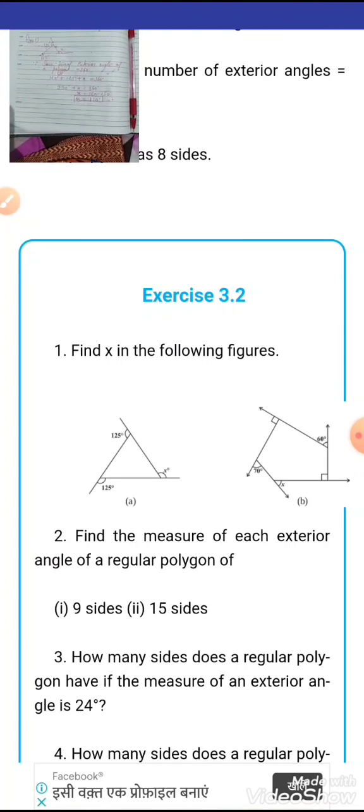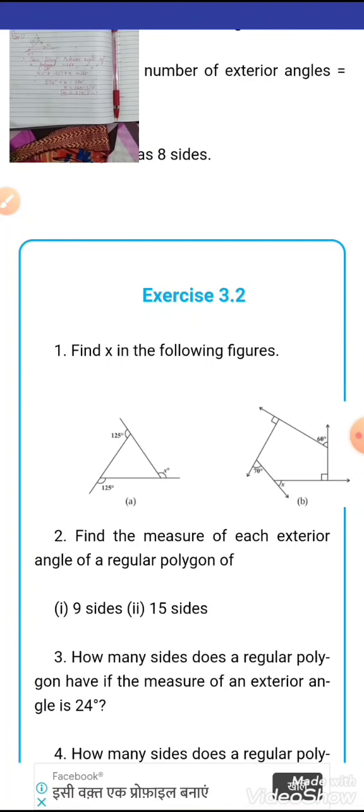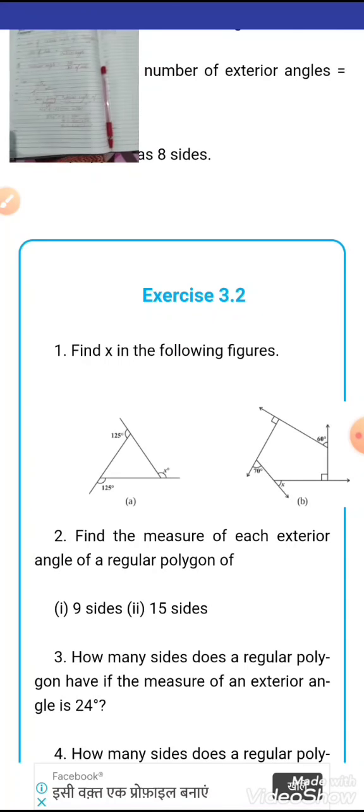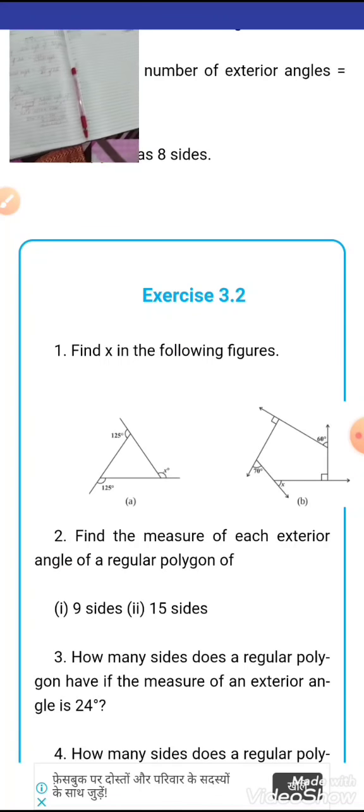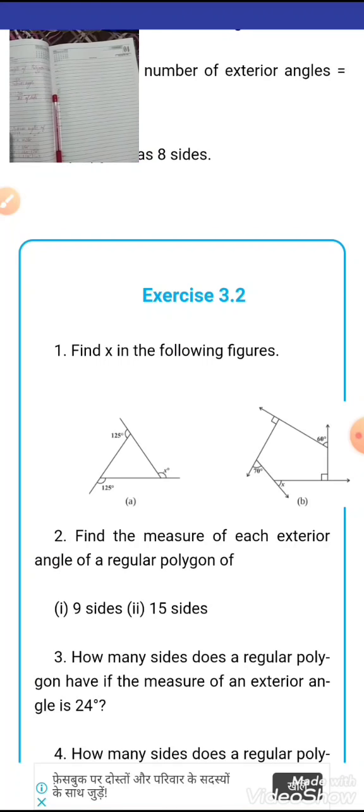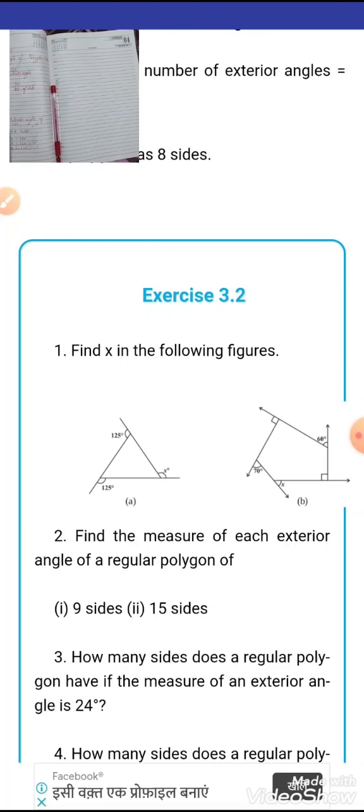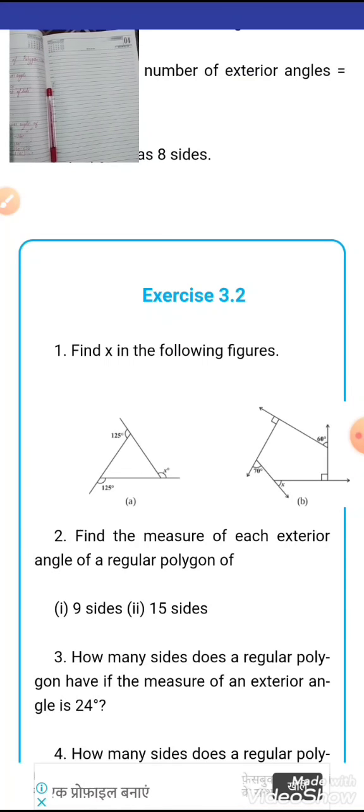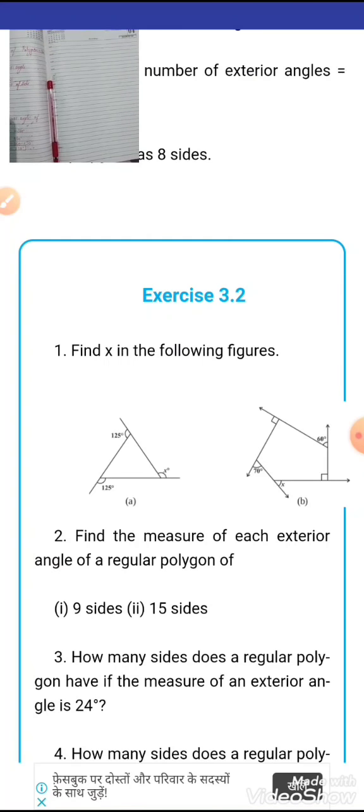Now the B part of question 1, do this part by yourself. Move to our second question. The second question is find the measure of each exterior angle of a regular polygon of part A 9 sides, part B 15 sides.